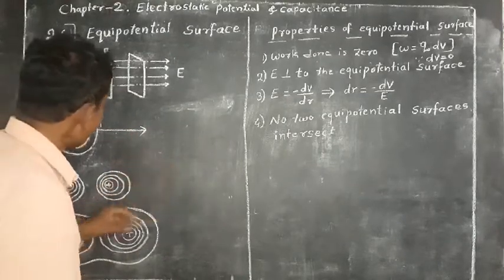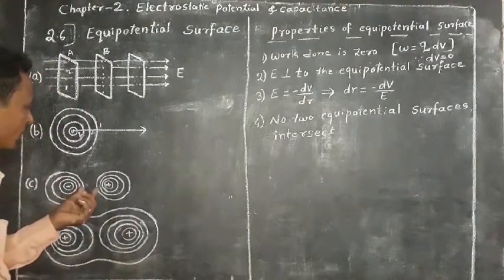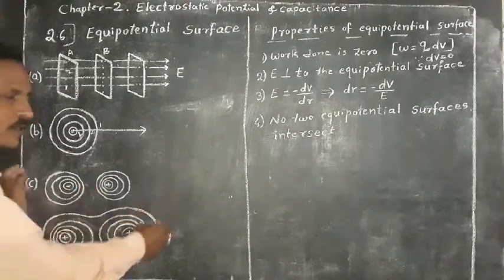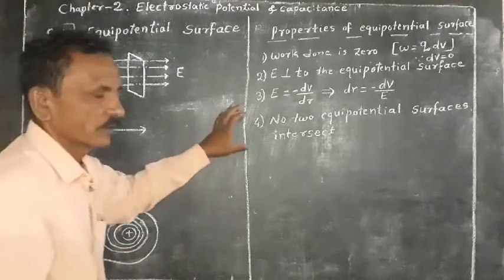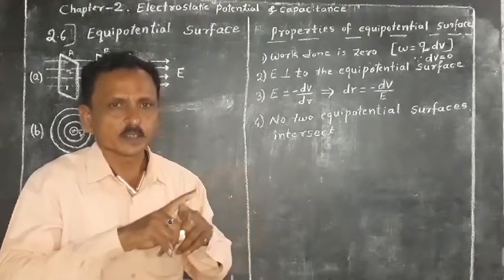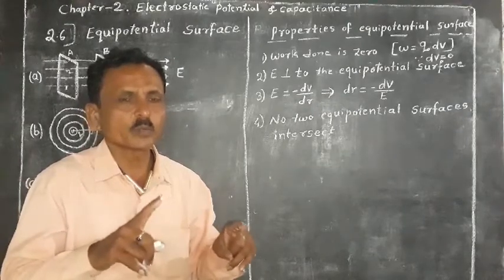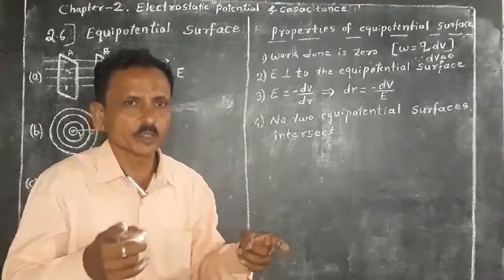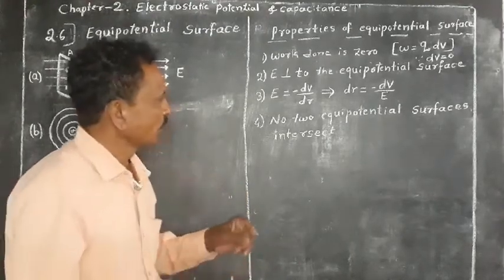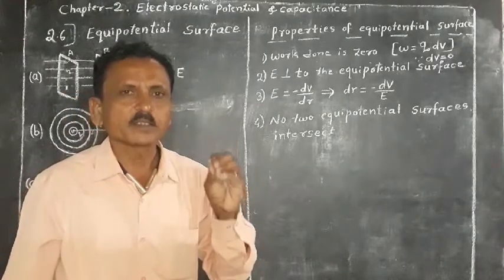And equipotential surfaces are closer in the region of strong electric field, and they are well spaced in the region of weak electric field. And no two equipotential surfaces intersect. It is impossible because if two equipotential surfaces of different values intersect, then at the point of intersection potential has two values, but it is impossible.